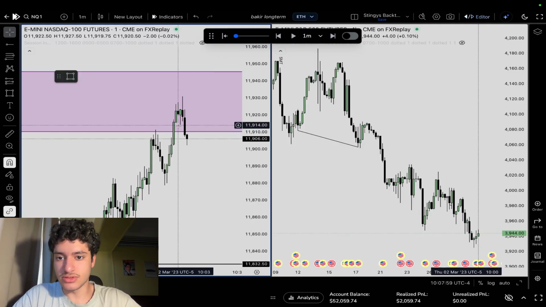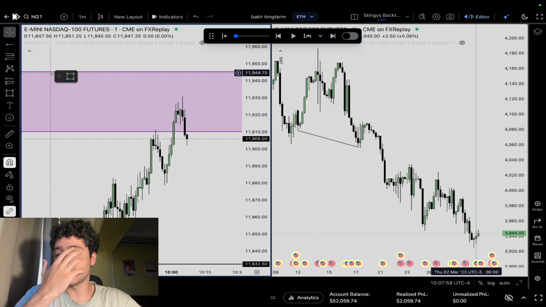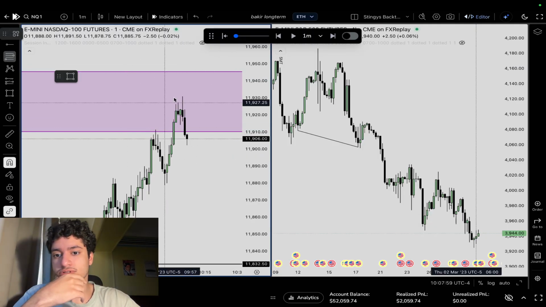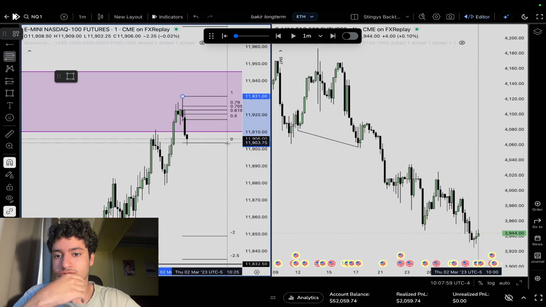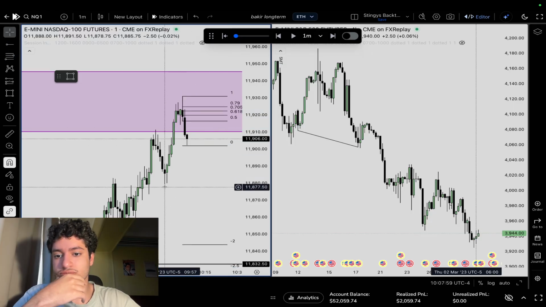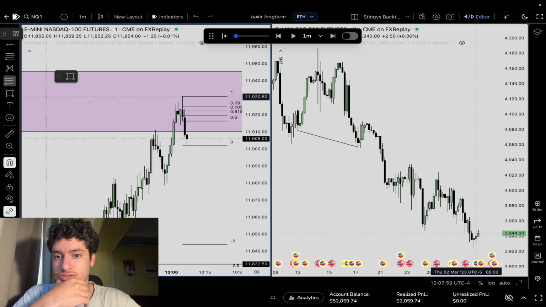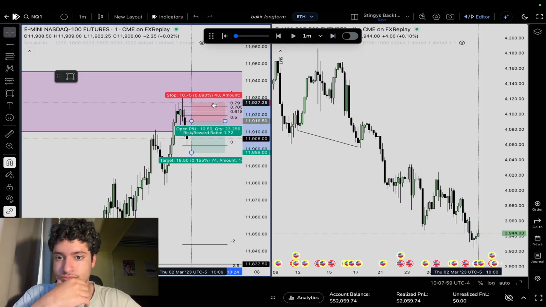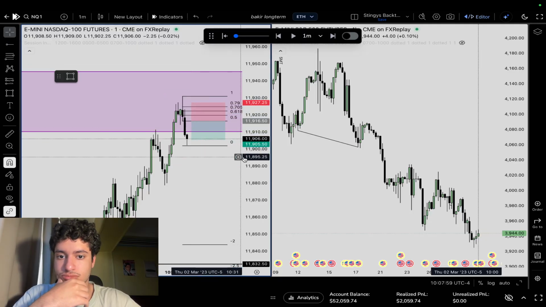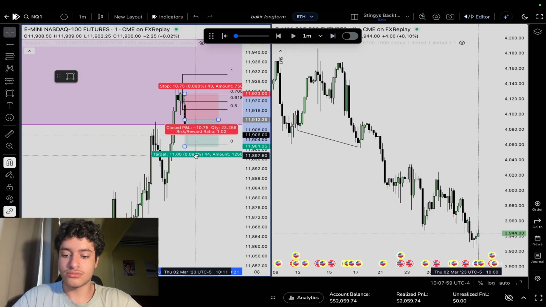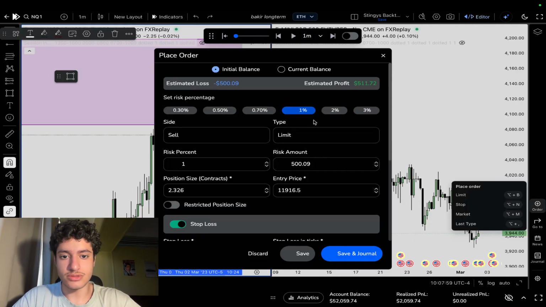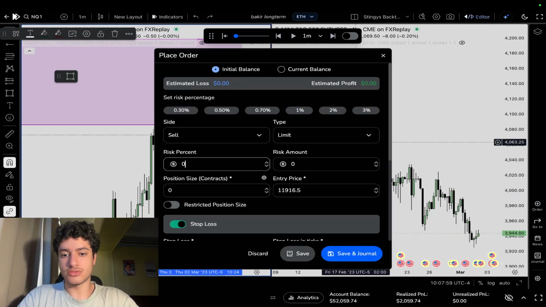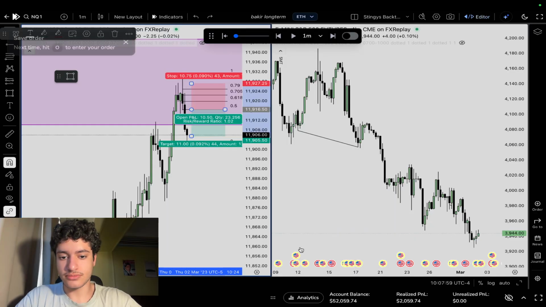1 minute we did close above this low. So I'm gonna take this, but I'm gonna take it with half risk, just because we didn't close below this prominent low. So I'm just gonna take it with half risk, which is 0.5%. Okay, risk 0.5.